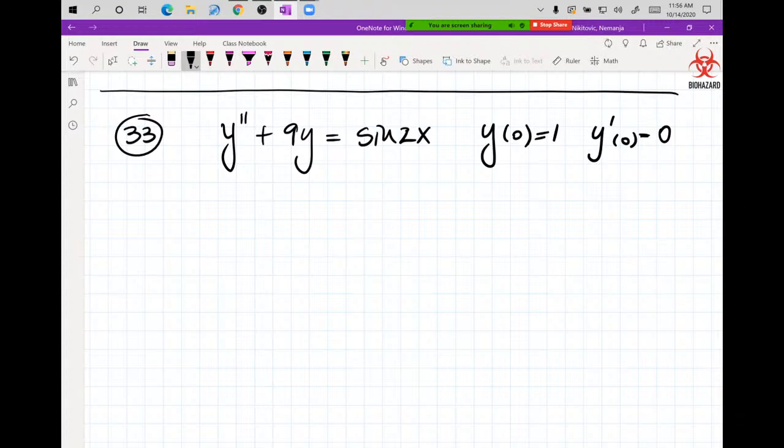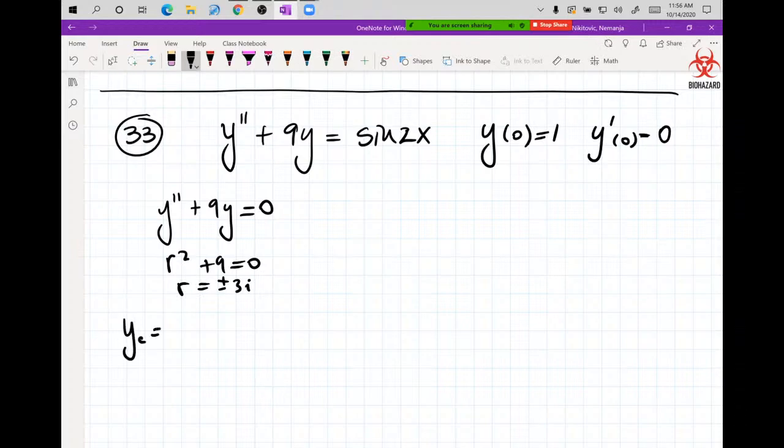So we go and solve the homogeneous problem first. We know that r squared plus 9 equals 0. r equals plus minus 3i. And that gives us the complementary solution of c1 cosine 3x plus c2 sine 3x. That's that.